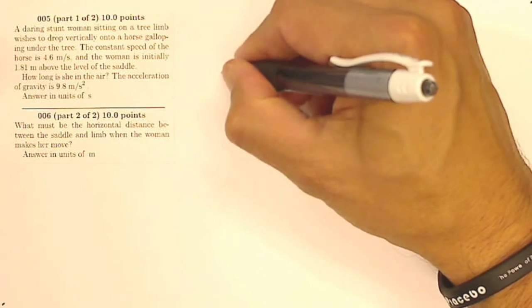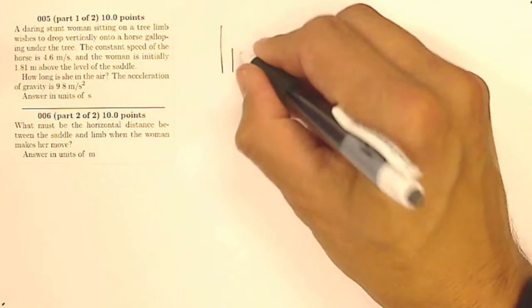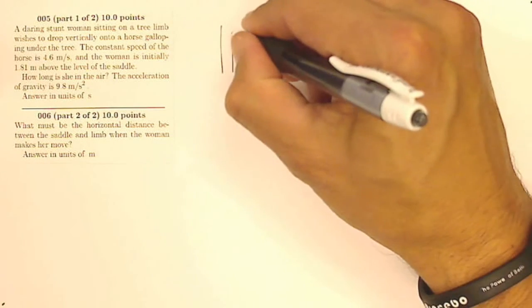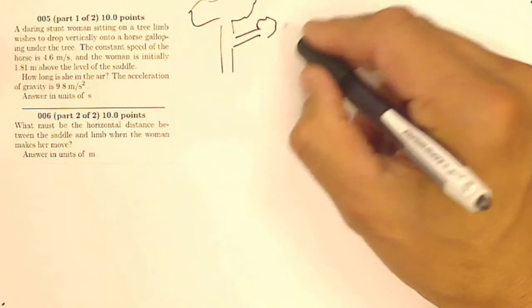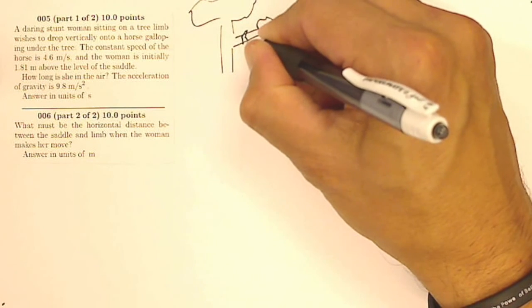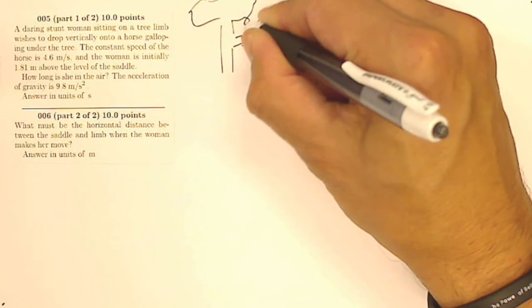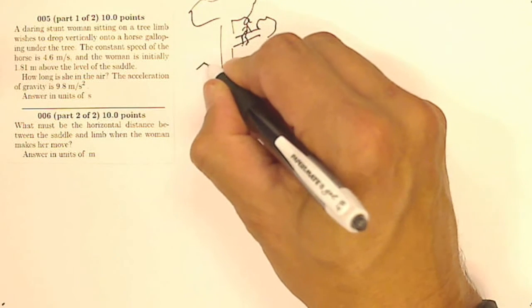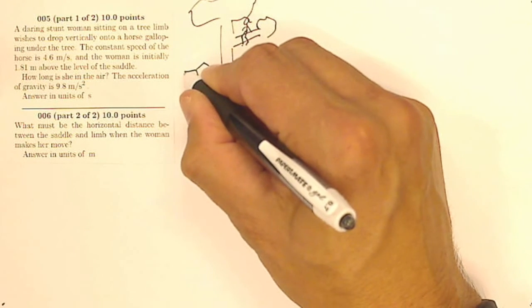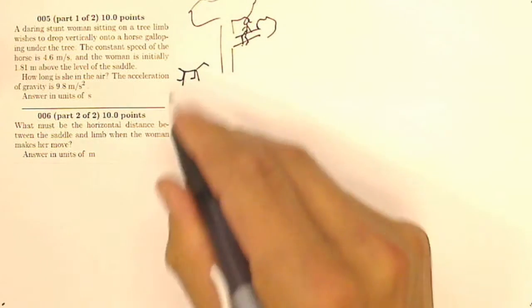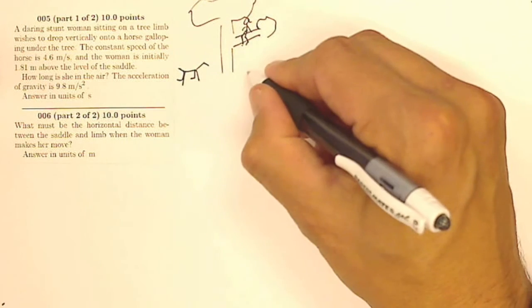So what we've got is a tree with a branch on it. Here's my tree with a branch on it, and I've got a daring stunt woman sitting on the branch of that tree, and she's going to want to fall onto a horse that's galloping by, and here is my stick figure horse. There's my horse, and he's galloping, so there he goes. So I've got a horse galloping by, and she wants to fall onto the horse.